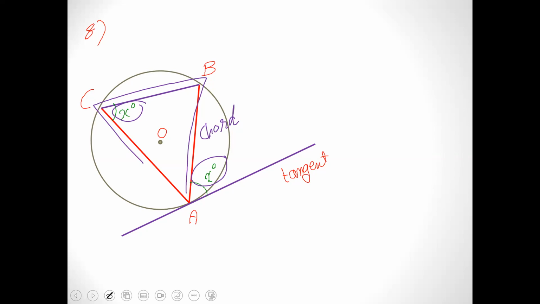So what we do, we always check this property: when you take the angle between a chord and a tangent, and you go from there and you take the first turn, then you take the second turn, on the second turn you will always get the same angle.